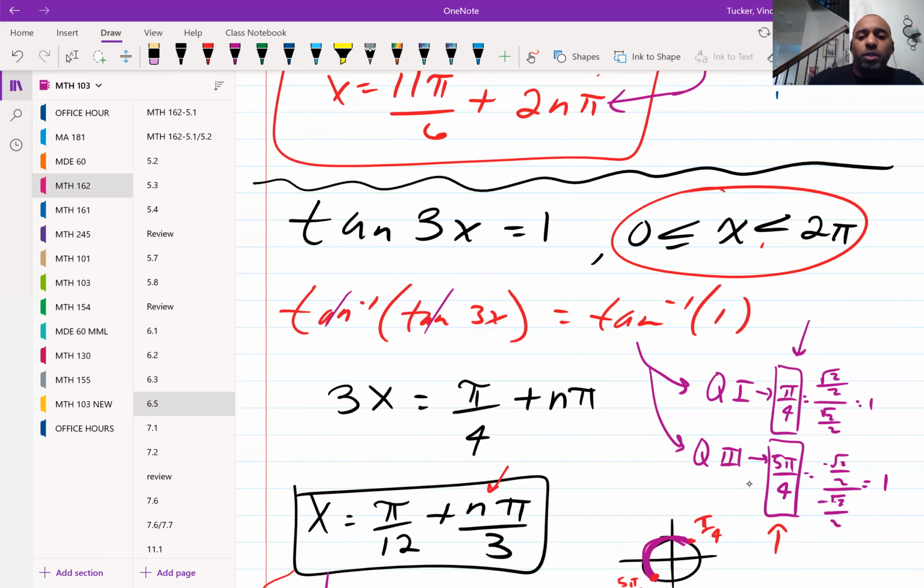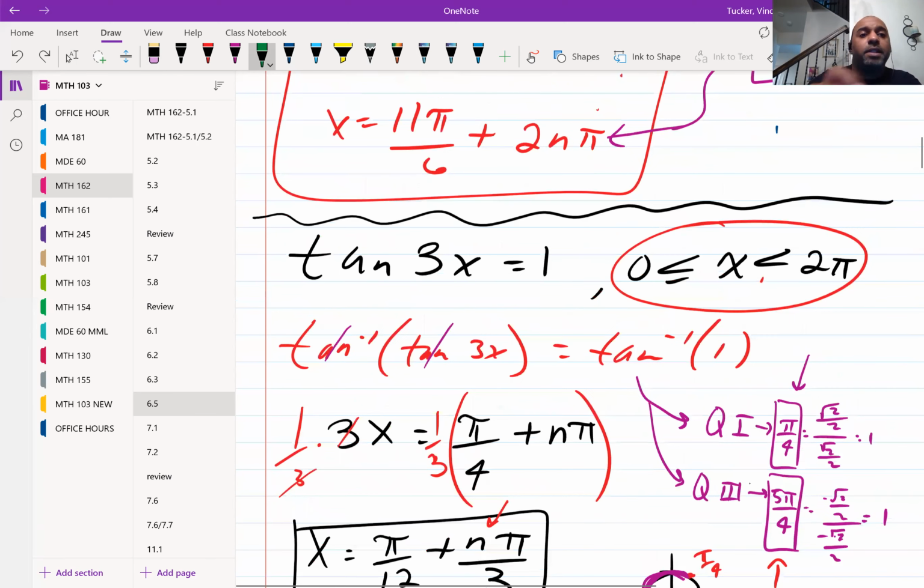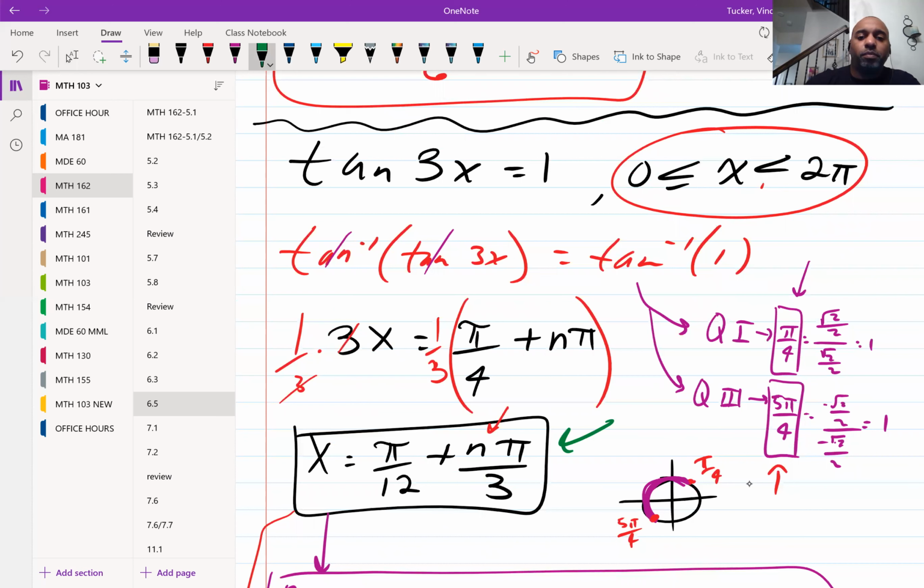And then what we're going to do is we want to still solve for x. So let's apply 1/3 to both sides. There we go. Apply 1/3 to both sides. And that gives us pi over 12 plus n pi over 3. Okay. So now, the reason why I went ahead and left that is because we want to cover all scenarios in which this occurs within 0 and 2 pi. Okay.